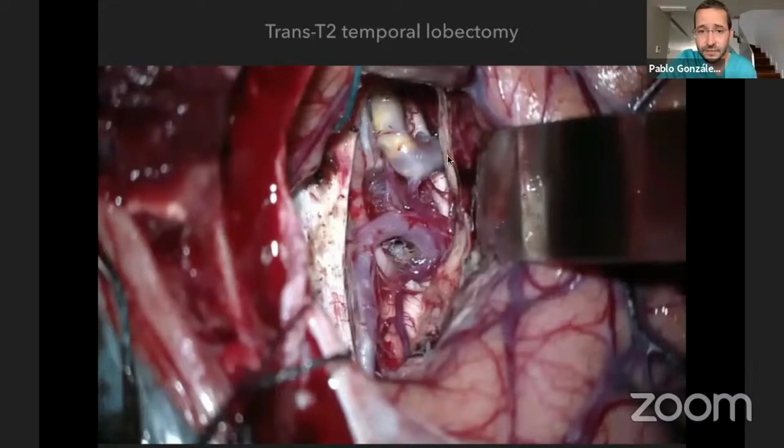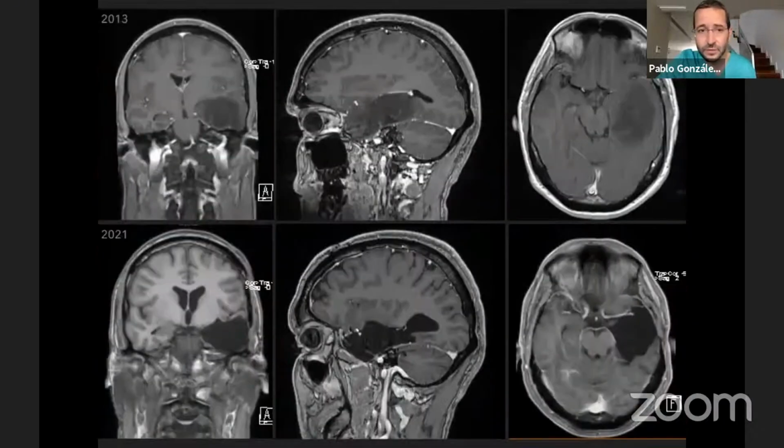And this is the final view we can get after removing the amygdala, which was supposed to be here. So this is the carotid, PCOM, P1, P2, the tentorial incisura, and the third nerve. And we tried to remove as much of the hippocampus as we could, because the patient was having very uncomfortable seizures.